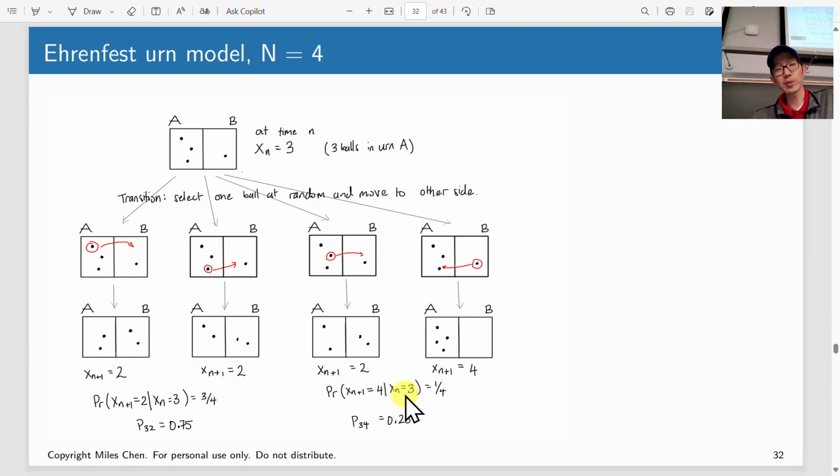But it's also possible to go from state three to state four, and that's going to happen with a probability of 0.25. So P(3,2) is 0.75 and P(3,4) is 0.25.